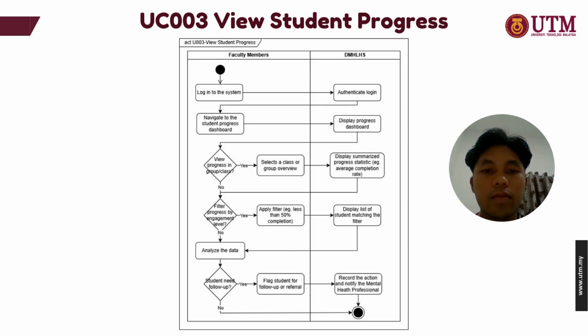This is the activity diagram for use case 3. First of all, the faculty member will log into the system and navigate to the student progress. The faculty member can choose to view progress by group or class, or filter progress by engagement level. Then, the faculty member will analyze the data and decide whether the student needs follow-up or not. If the student needs follow-up, the faculty member will flag the student for follow-up or referral, and the system will record the action and notify the mental health professional.